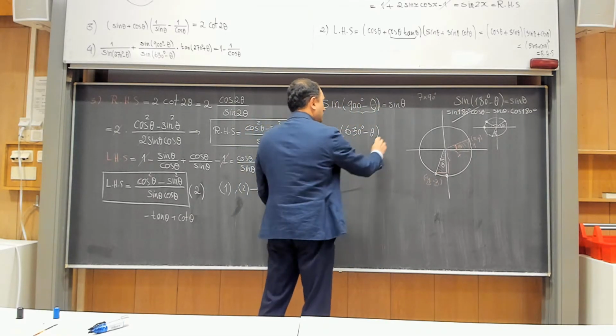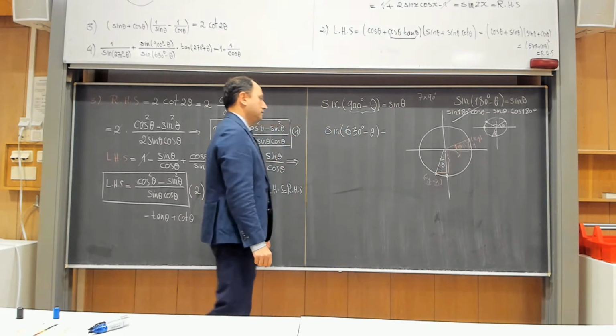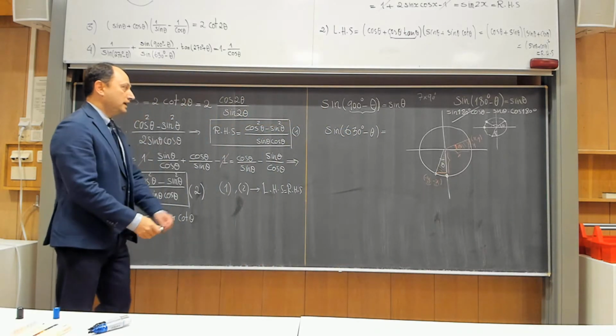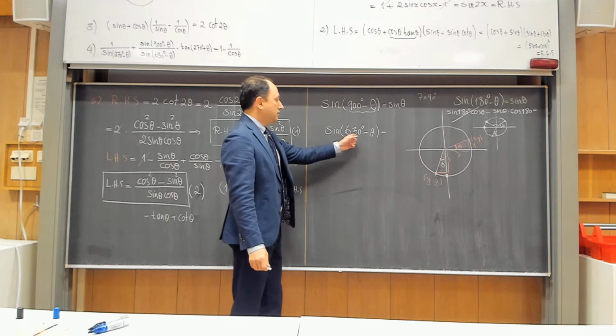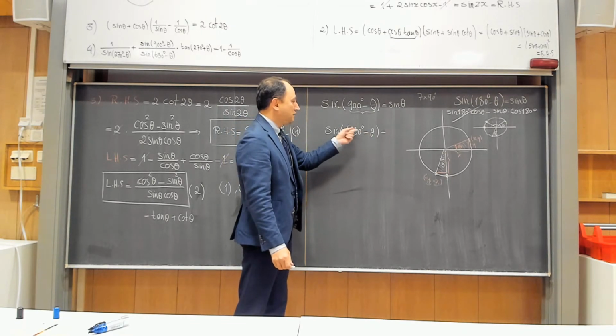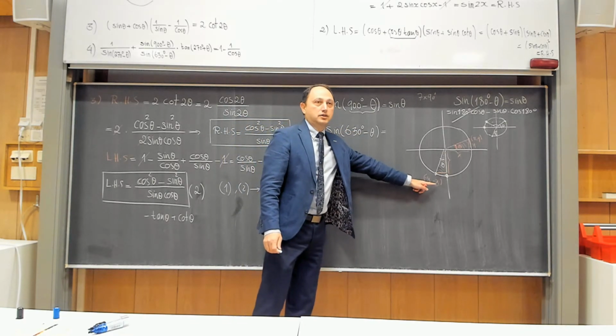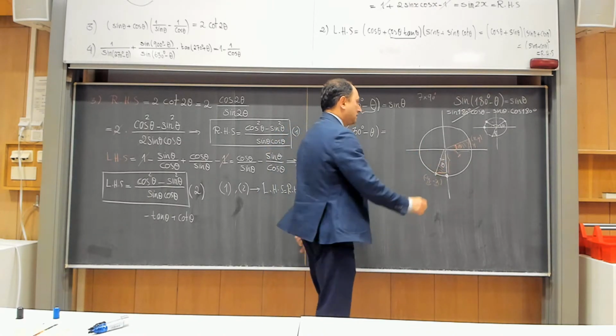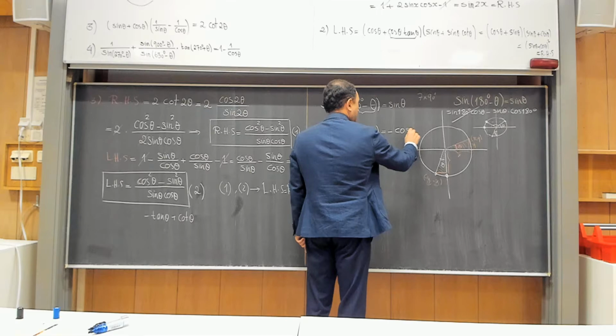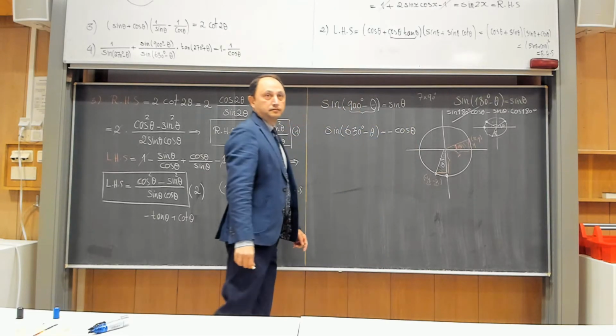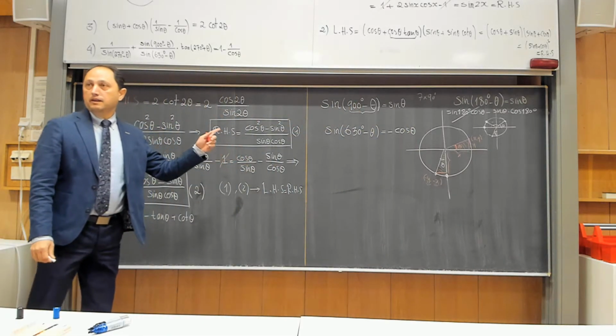Now, finally, can you tell me what I can write in front of this? Sine of 630 minus theta is the y coordinate. So it is minus x. Yes? But minus x is minus cosine theta. Yes? Is that understandable?